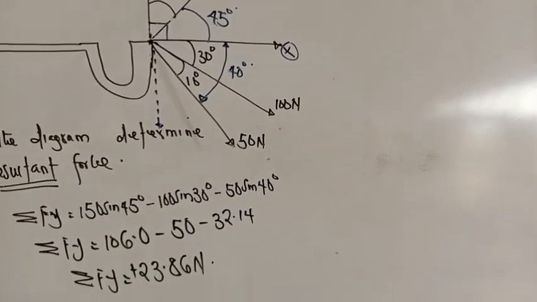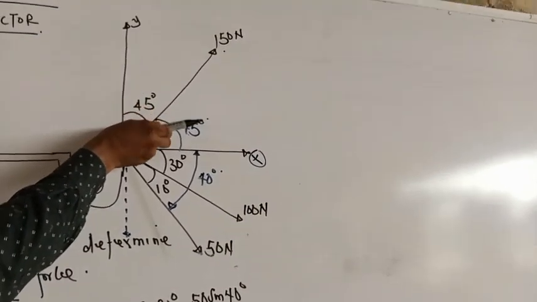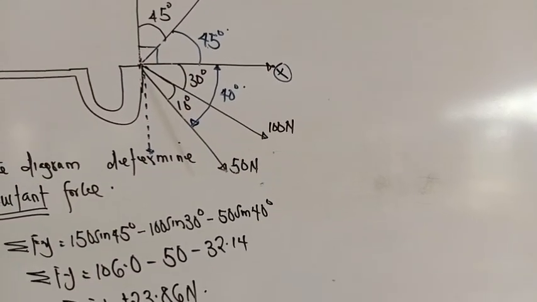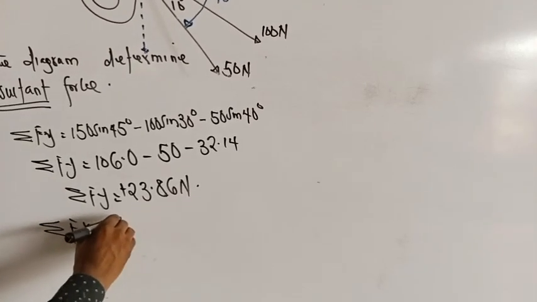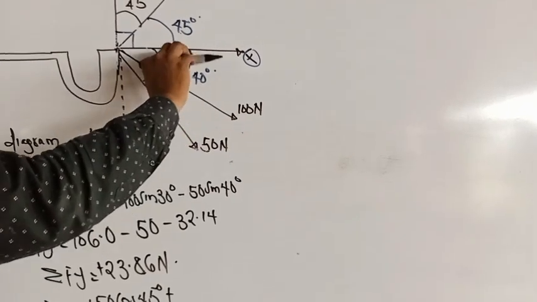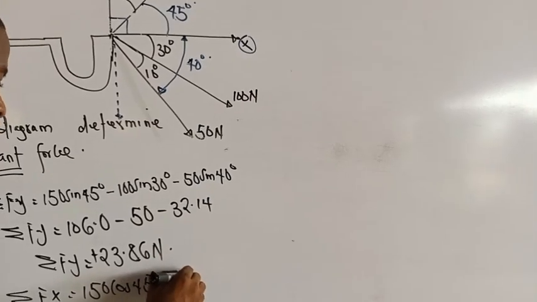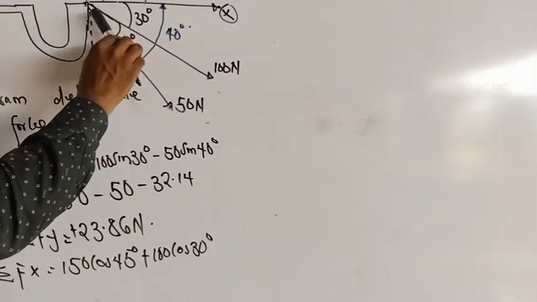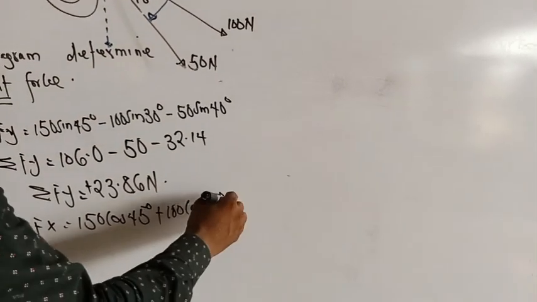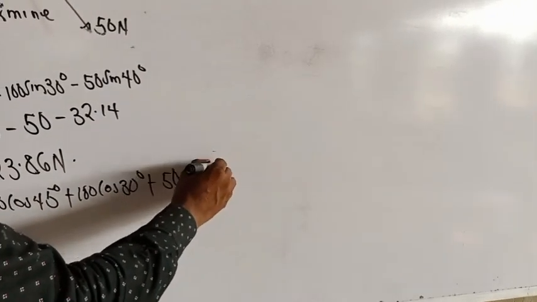So let's also resolve the forces to the horizontal direction. That will give us summation F of x. If I'm resolving this force towards the x direction, you can see it's acting towards the right hand side. According to sign convention, that is a positive force. So this will give us 150 cos 45. I'm resolving the force of 100 to the horizontal axis, which is also a positive force. That will give us 100 cos 30. And the last force of 50, if I resolve to the horizontal, you can see it's also acting in the positive x direction. That will give me plus 50 cos 40 degrees.